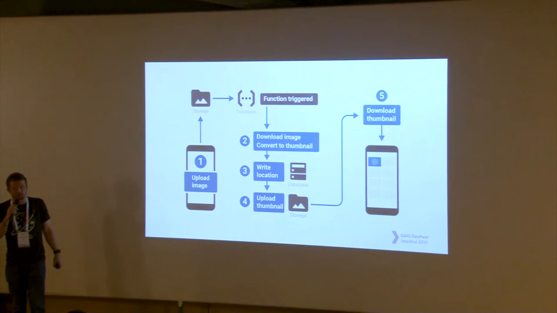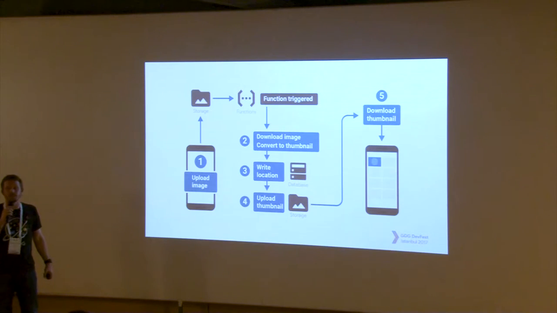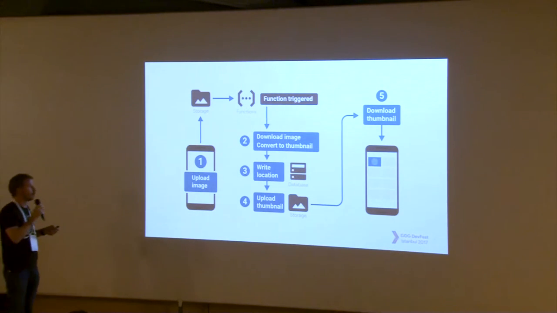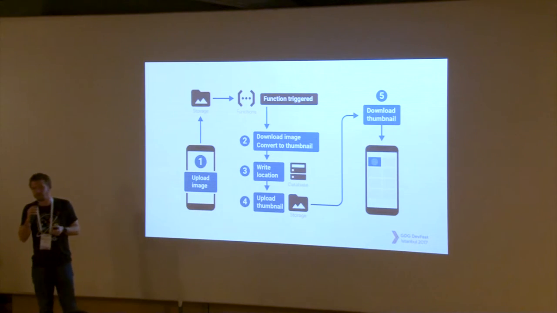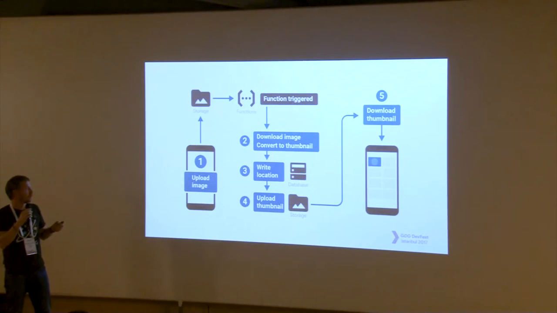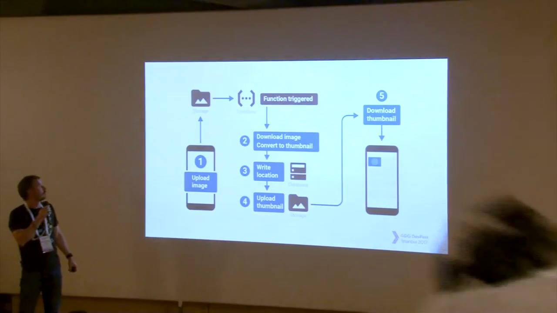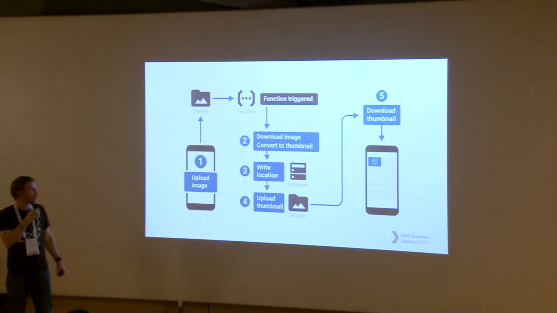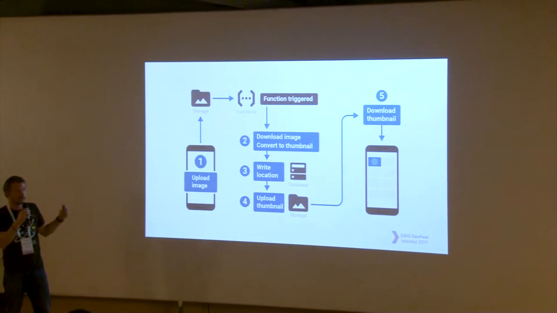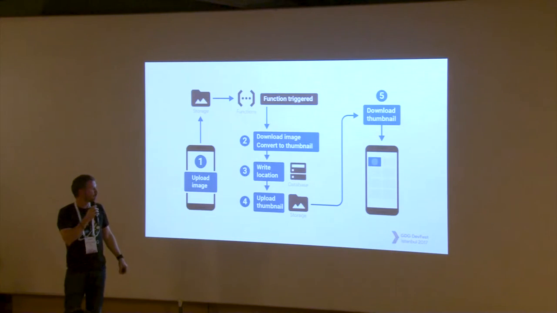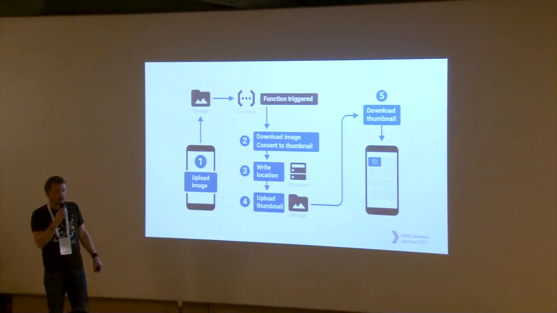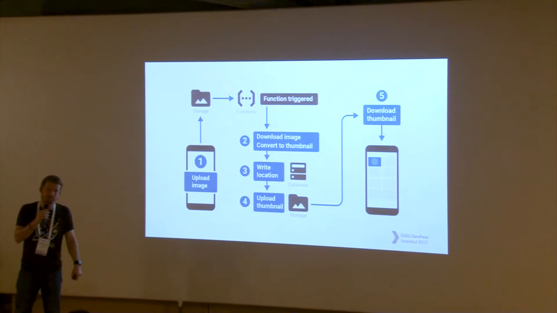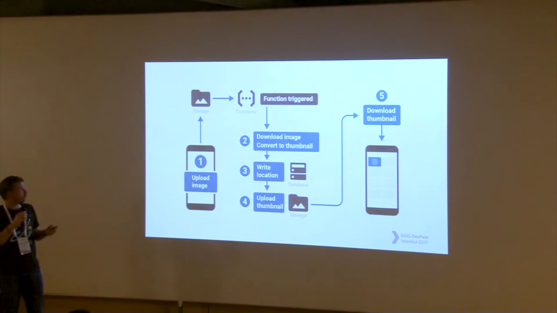First scenario is moving intensive processes from your application to the cloud. This example is converting large images to thumbnails. When an image is uploaded to storage, a trigger starts a function. The function downloads the image and converts it to thumbnails, then uploads them to cloud storage and writes the location of the thumbnails. The application downloads this thumbnail and can use it instead of the full image.